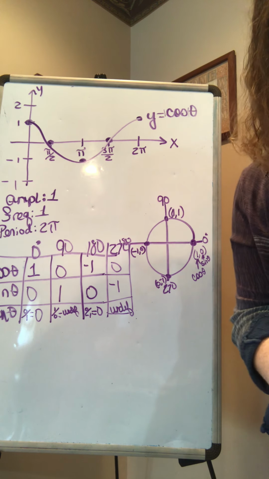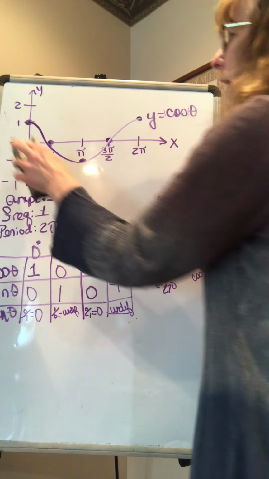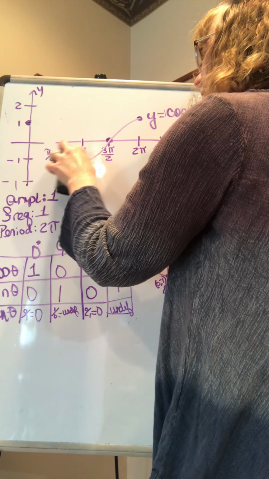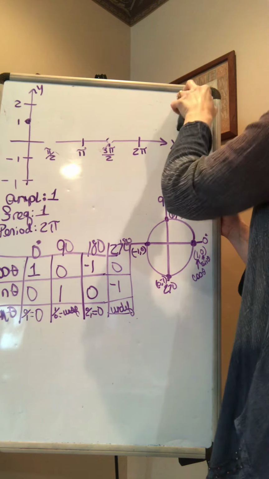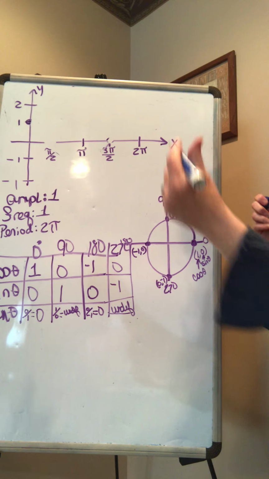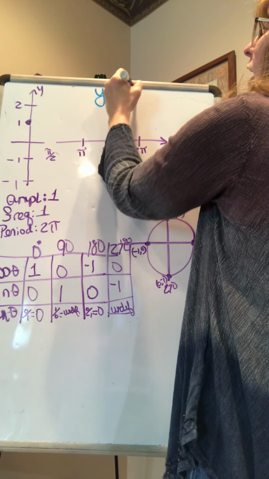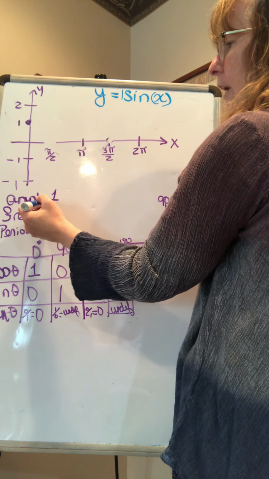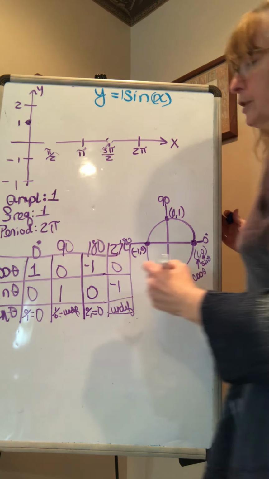Now, if I want to make my sine curve, I am going to use a different color. Let's just get rid of the purple for now, because sine follows the y coordinate on the unit circle. So now I'll use blue. If I'm now going to talk about y equals the sine of x, my amplitude is still 1, my frequency is 1, and the period will be 2 pi.